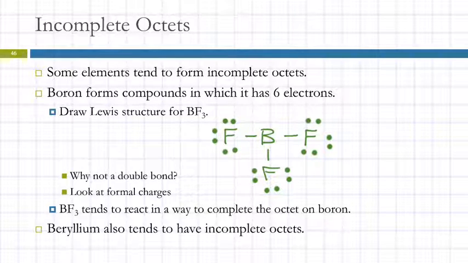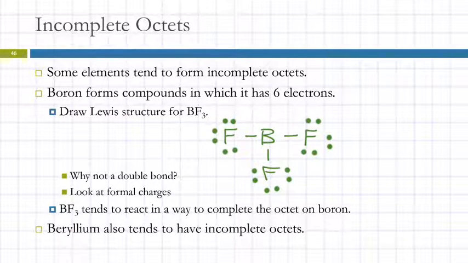The octet rule is something we made up. It's really useful, but beryllium, right next to boron on the periodic table, also tends to have incomplete octets. So it's the little guys. Questions?